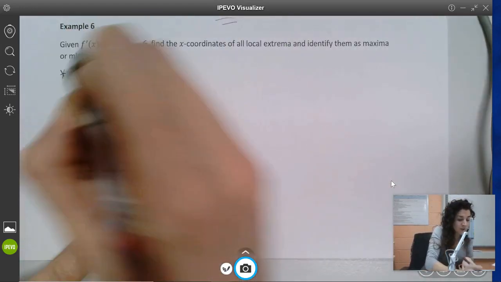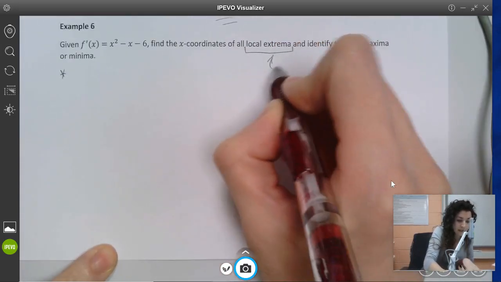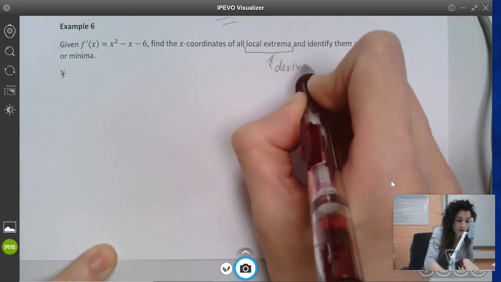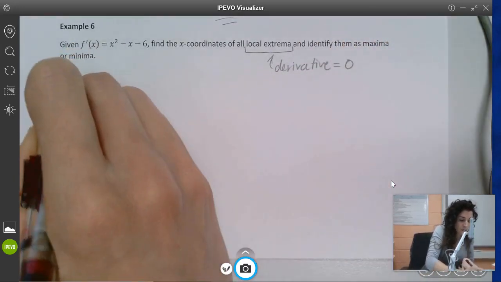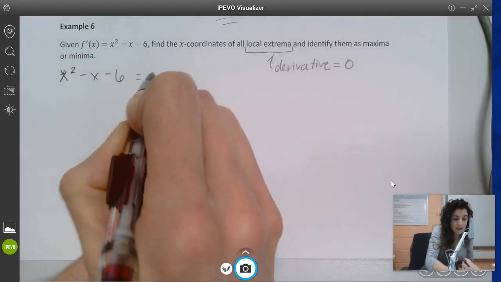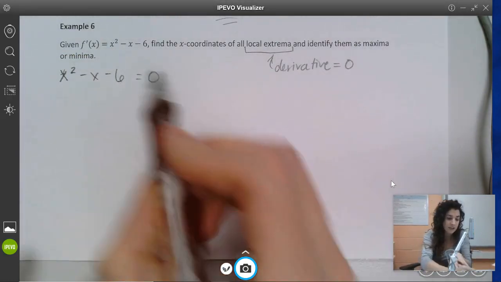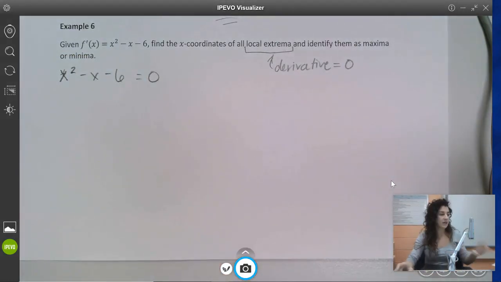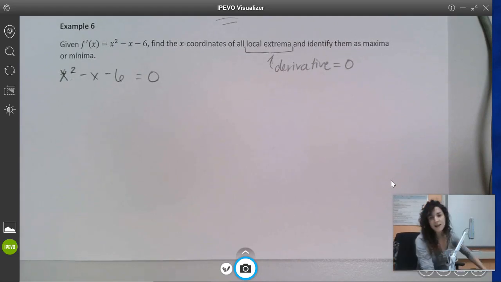In order to do that, we need to first take our derivative and set it equal to 0. So we've got x squared minus x minus 6 equals 0. In order to solve a quadratic when it's set equal to 0, we have to factor it, or we can use our calculator to help us find the roots. I think we talked about this last class, but I don't remember.